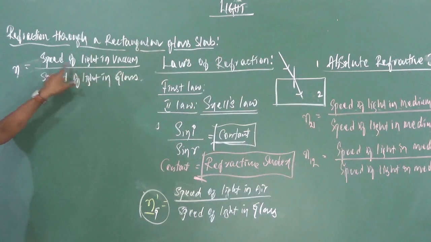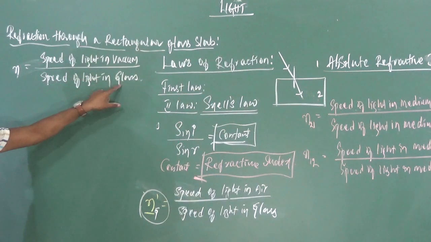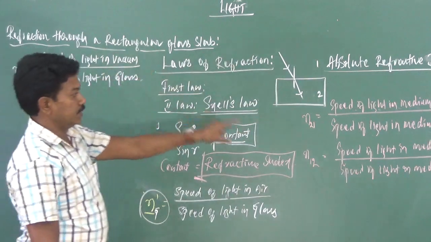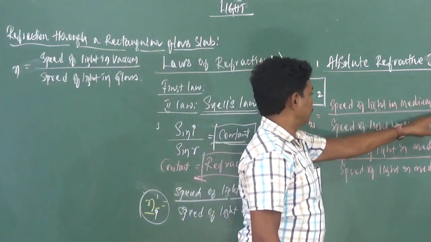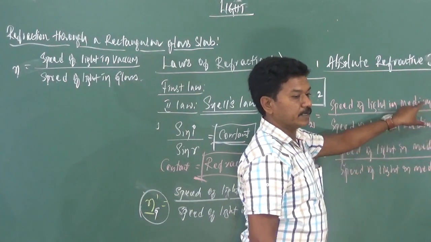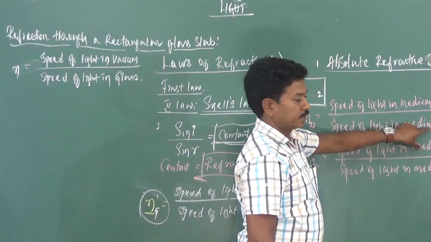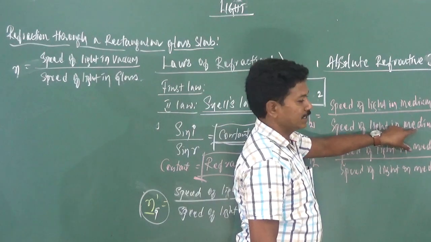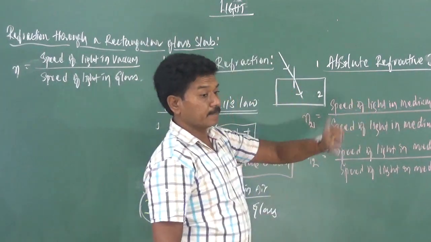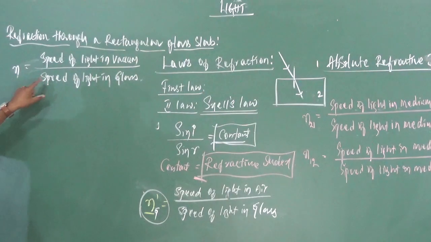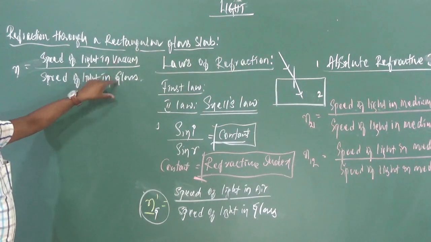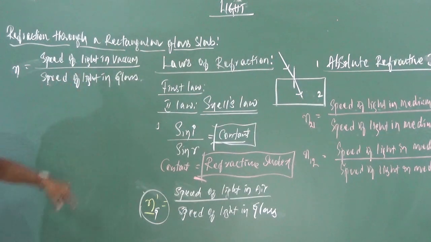So when you take the ratio between the speed of light in vacuum to the speed of light in glass, then it is called the absolute refractive index of glass. Earlier I had taken the speed of light in medium 1 by the speed of light in medium 2. These are two different media, maybe air and water, maybe glass and water, maybe glass and alcohol, or maybe glass and oil, something like that. Here we have not taken air or vacuum. So if you compare the speed of light in glass with the speed of light in vacuum and take the ratio, then it is called the absolute refractive index of glass.